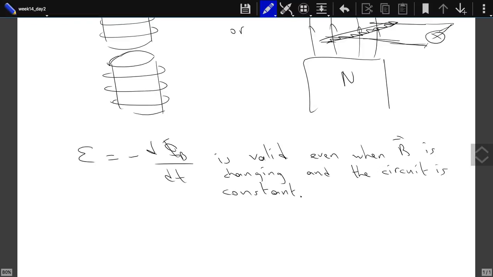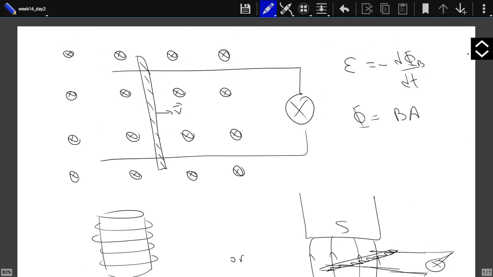Now the question, what creates this EMF? Basically, we said that EMF is the work done on unit charge. And in our earlier example of the circuit, we said that it's the motion of the rod, or whatever is pushing the rod, that is actually doing the work on the charges, and hence creating this EMF. But now, if the rod is at rest, nothing is moving, but the B field is changing. So what is creating the EMF?